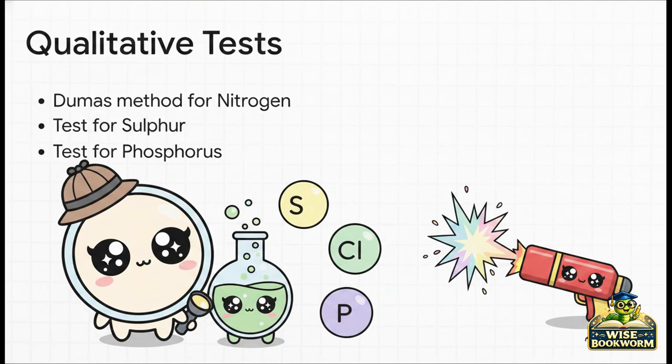Once we've got a pure sample, we run tests to figure out exactly which elements are hiding inside our carbon framework. This is called qualitative analysis. We use highly specific chemical reactions that act basically like flare guns for different elements. For example, there's a specific test for sulfur, one for halogens, one for phosphorus, and a very famous one called the Dumas method that specifically identifies nitrogen.